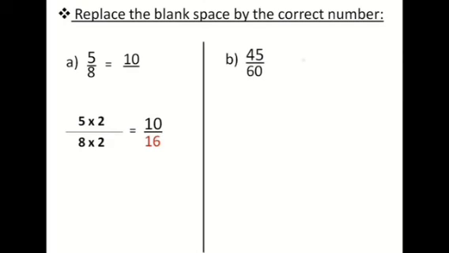Look at the next sum. It is 45 by 60 equals to 15 by dash. So which number will come here in the denominator? 45 became 15. That means you have to divide 45 by some number and get the numerator as 15. Can you guess? You have to divide by 3. So it will become 15 by 20. So to get the equivalent fraction, we need to divide and we need to multiply also.